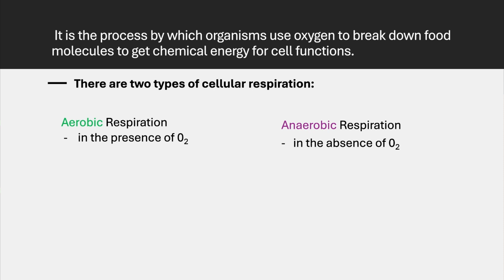There are two types of cellular respiration. There is aerobic respiration and there is anaerobic respiration. Aerobic means oxygen, so aerobic respiration is in the presence of oxygen, and anaerobic, the "an" meaning no or not, and aerobic meaning oxygen, so no oxygen, is in the absence of oxygen.